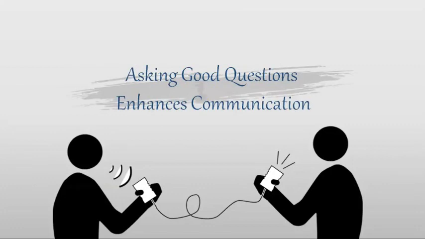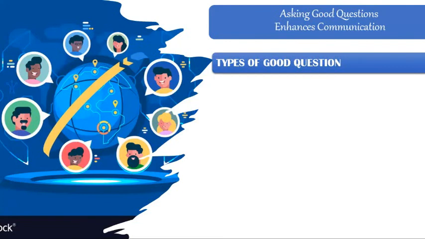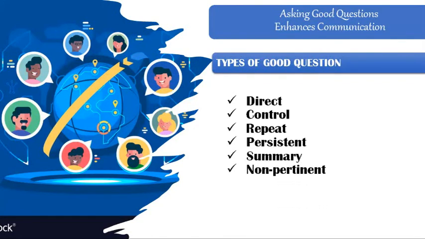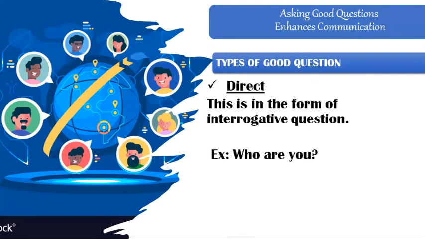Next topic is all about asking good questions that enhances the communication. So here are the list of types of good question. We have direct, control, repeat, persistent, summary, and non-pertinent. So first, we have direct. This is in the form of interrogative question. For example, who are you? Yeah. So we are interrogating someone to give us the true answer, no, or the truthfulness, no, behind our question. So those are the direct type of question.